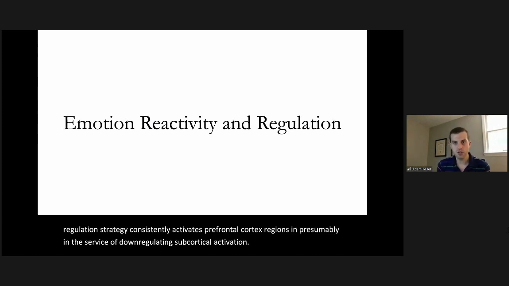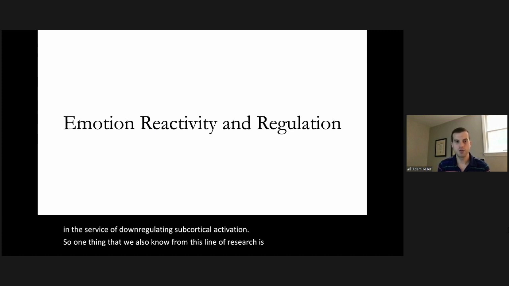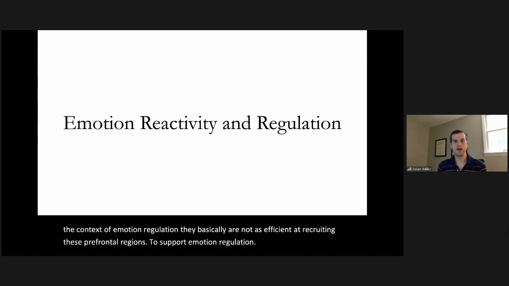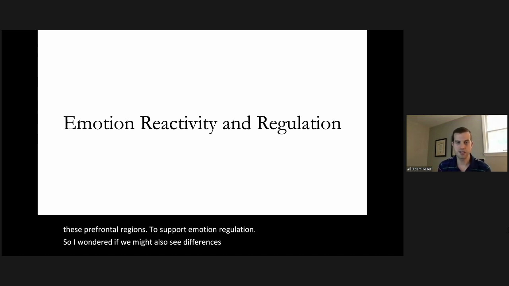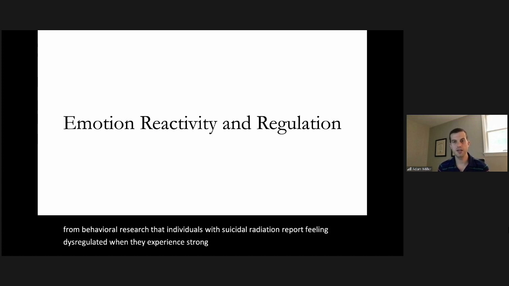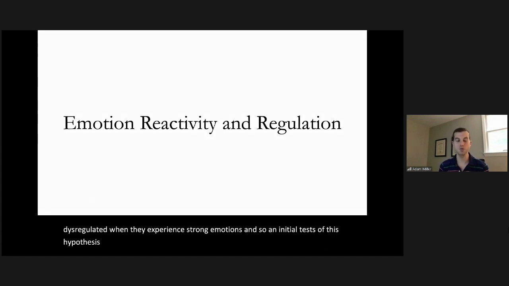So, one thing that we also know from this line of research is that individuals who experience early adversity differentially recruit their prefrontal cortex regions in the context of emotion regulation. They basically are not as efficient at recruiting these prefrontal regions to support emotion regulation. So I wondered if we might also see differences in emotion reactivity and regulation in adolescents with and without suicidal ideation histories. We know from behavioral research that individuals with suicidal ideation report feeling dysregulated when they experience strong emotions.